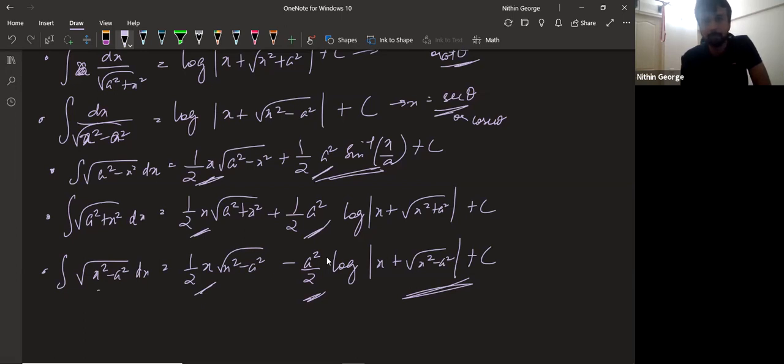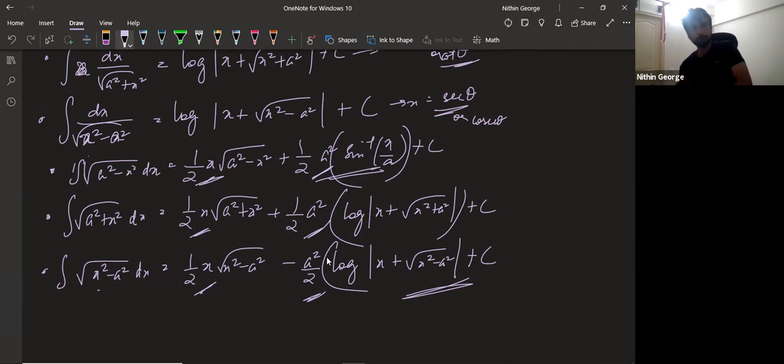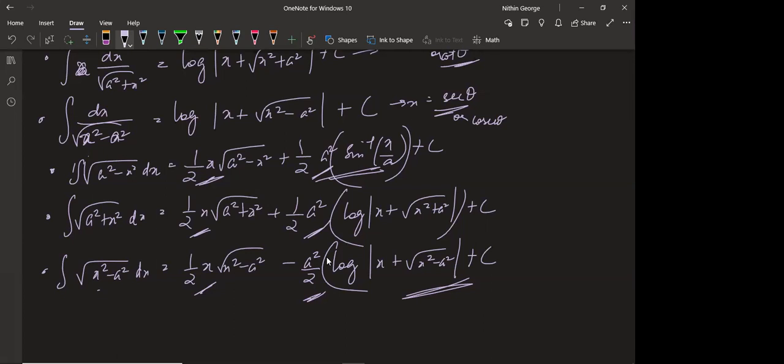And then what do we have here? Log of. So this is the integral when this was in the denominator. If I ask for 1 by root of a square minus x square, I'll get sin inverse x by a. This was the integral of 1 by root of a square plus x square. Similarly, this is for 1 by root of x square minus a square. Okay, please keep this in the back of your head. Do you understand how to remember this? Or do you already know this? Guys, please respond. Understood. Okay.